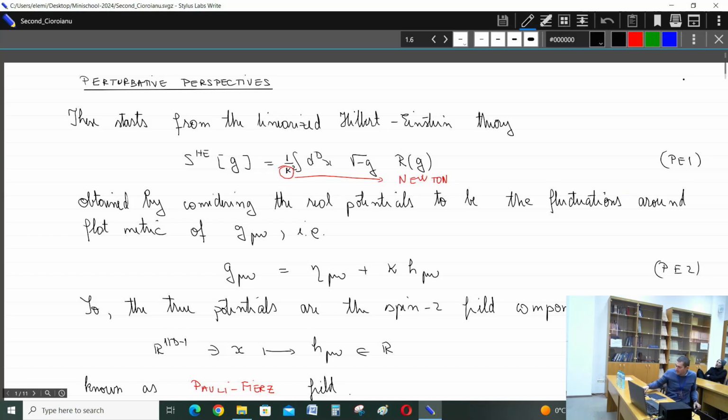being a small perturbation around the flat metric. There exist also approaches with the metric as being a small perturbation around the ADS or the DS metric. In this approach, I shall consider the true field as being this H mu here, tensor, metric random tensor, which is defined on a space.